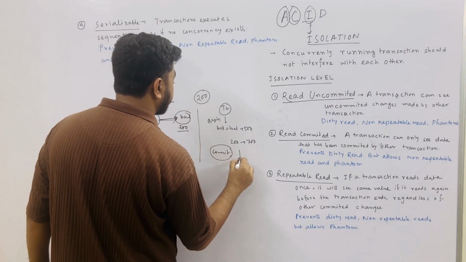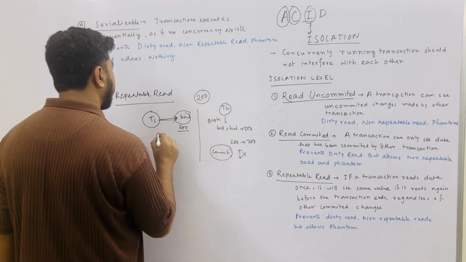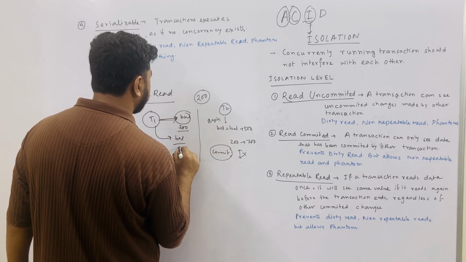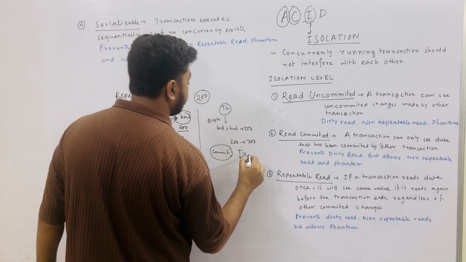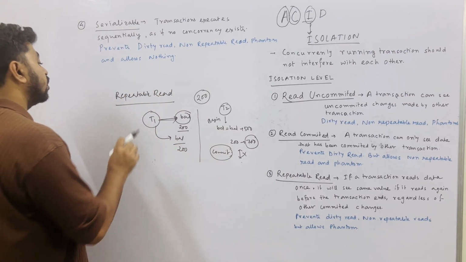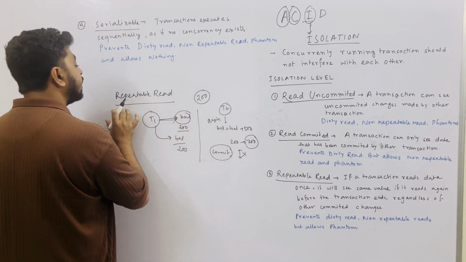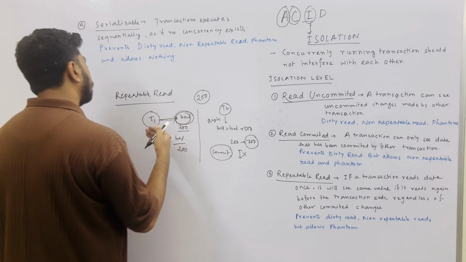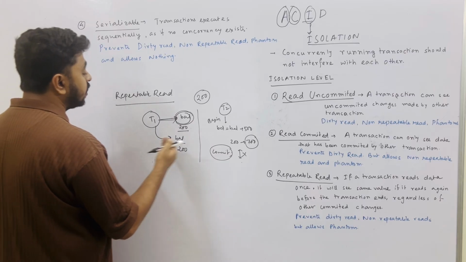and T2 also committed, and even after the commit, T1 will again ask for the balance value and it will again get 200. It will not get the 700 value. So what exactly does repeatable mean? If you repeatedly read one value, once you read it, the value will come the same unlimited times whenever you read inside one transaction.